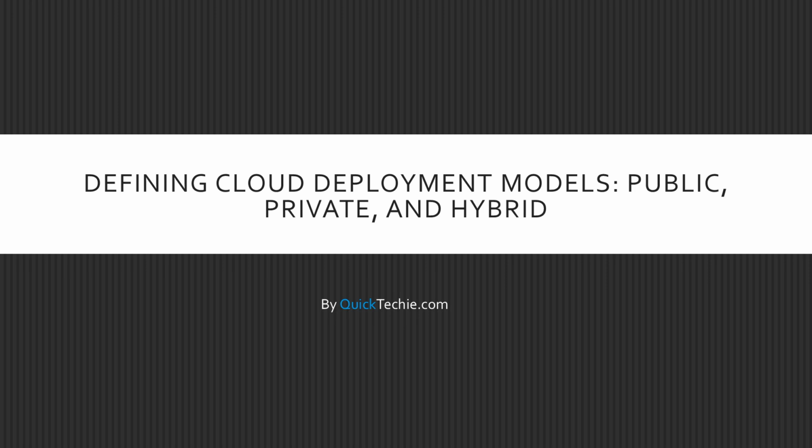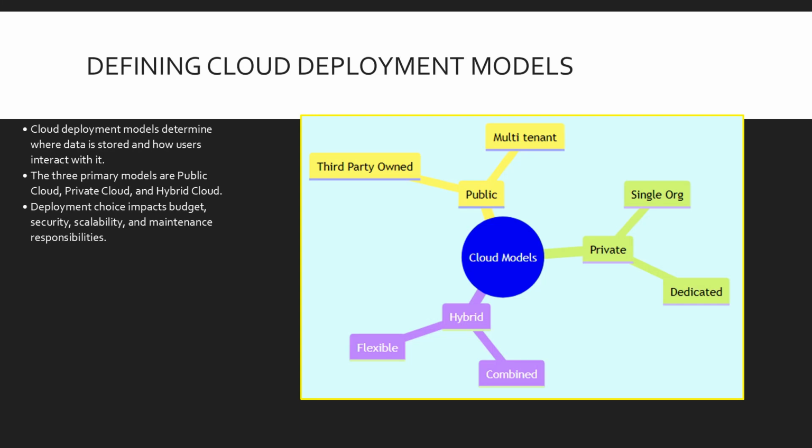Welcome. Today, we will define the three primary cloud deployment models. Understanding the distinction between public, private, and hybrid clouds is essential for making informed architectural decisions regarding cost, control, and scalability. Let's get started.